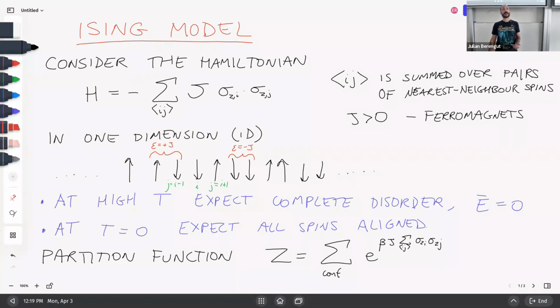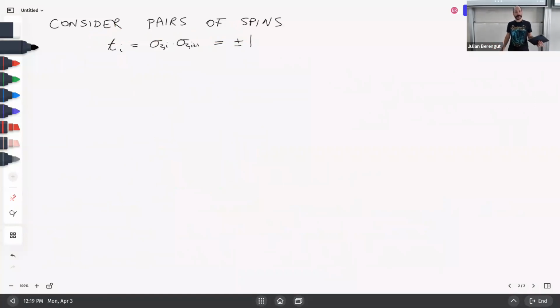N minus 1 pairs or n? Like I said just a second ago, I don't care which you choose. N is large. 10 to the 20 is equal to 10 to the 20 minus 1. Mathematically, identical. Cannot be separated. So consider pairs of spins.